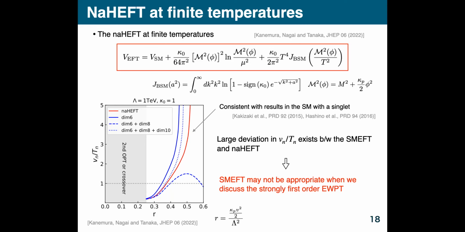This figure shows the prediction in the nearly aligned EFT, and the horizontal axis is R. R is the non-decouplingness, and if the value of R is small, then the decoupling situation can be realized. On the other hand, if R is around unity, then the non-decoupling case can be realized. And the vertical axis represents the ratio of vn over Tn. Tn is the temperature at which the phase transition starts, and vn is the vacuum expectation value at Tn.